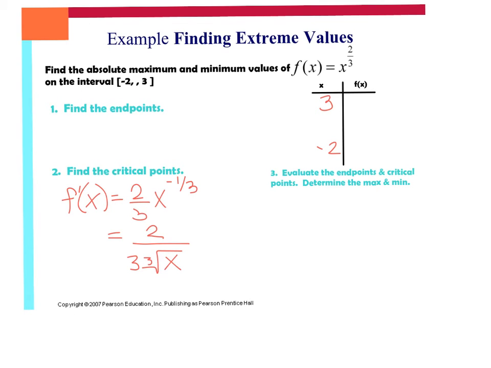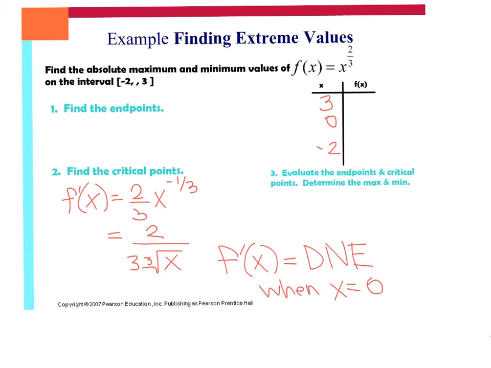Well, we can see that this function will never equal 0 because the numerator will not equal 0. However, we could get a 0 in the denominator, so the derivative will be undefined when x equals 0. So that is a critical value. So 0 is the other value we must assess. So now let's evaluate this function at these 3 points.